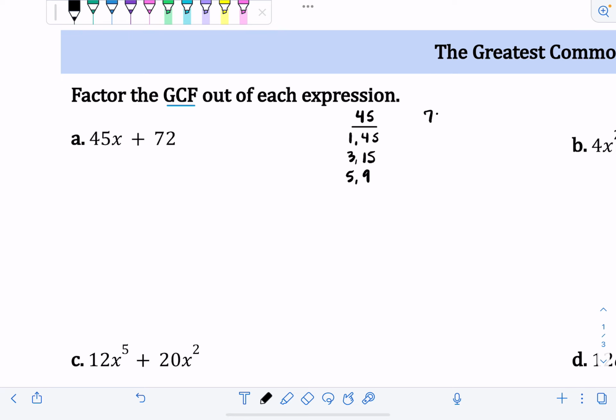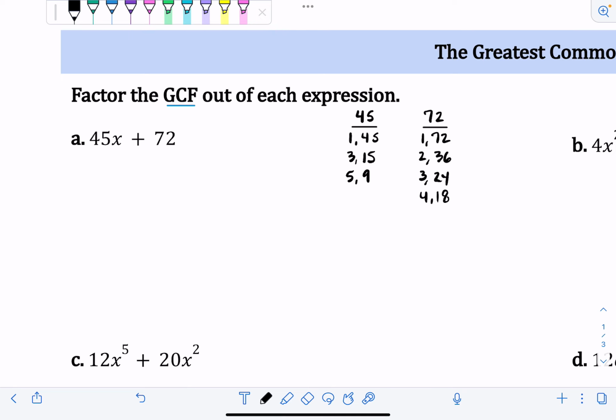And then for 72, always 1 and the number, so 1 times 72. 72 is even, so I can divide it by 2, that's 36, so 2 times 36. I can check to see if it's divisible by 3. 72 divided by 3 is 24, so 3 times 24. I can check 4, and we're just going to keep going. You can use a calculator, and if you do it in your head, that's totally fine also. 72 divided by 4 is 18, so 4 times 18.